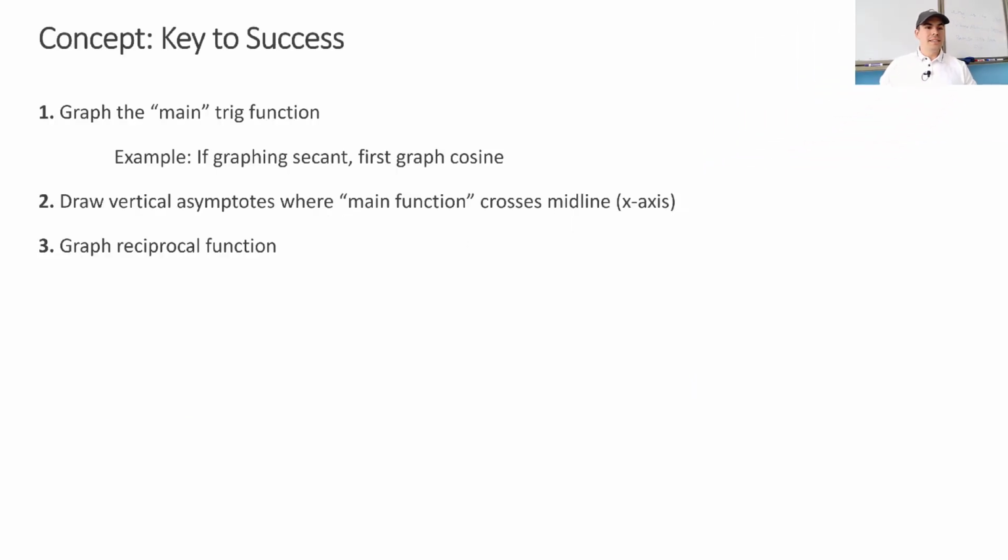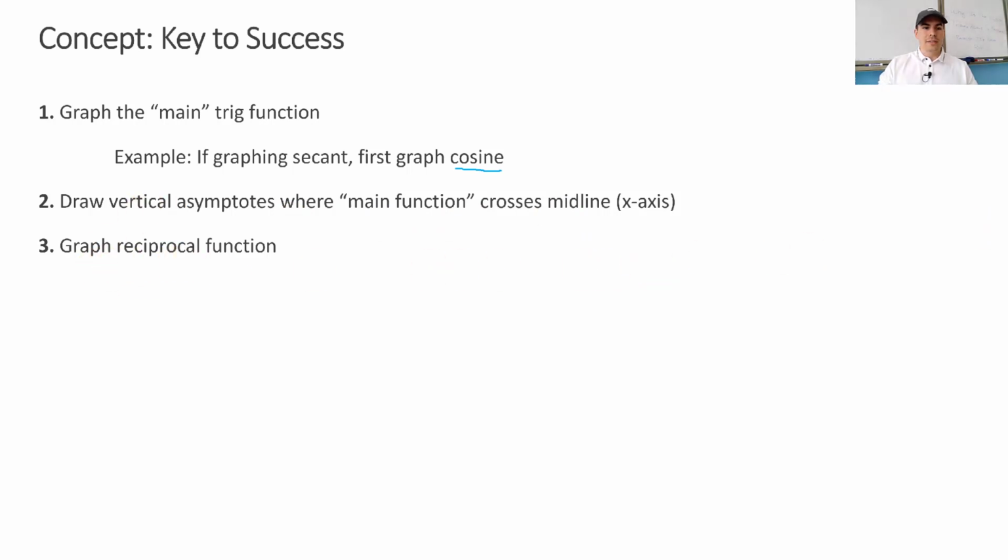All right, our key for success: we are going to graph the main trig function, meaning if I am graphing secant, first thing I want to do is graph cosine. Sine, cosine, tangent, those are our quote unquote main trig functions, right? So that's what I mean when I say main trig function. We're going to do that first, and then we're going to draw vertical asymptotes where our main function crosses our midline or our x-axis. Then we can go ahead and graph our reciprocal function.